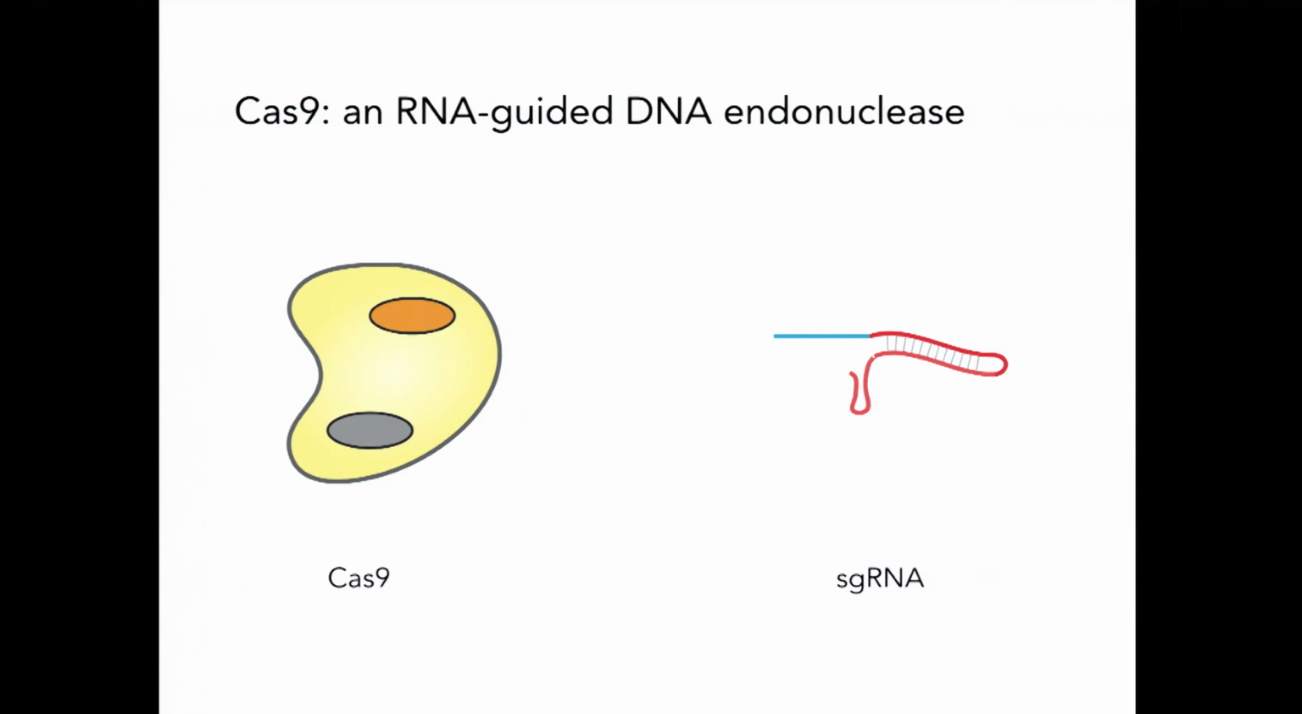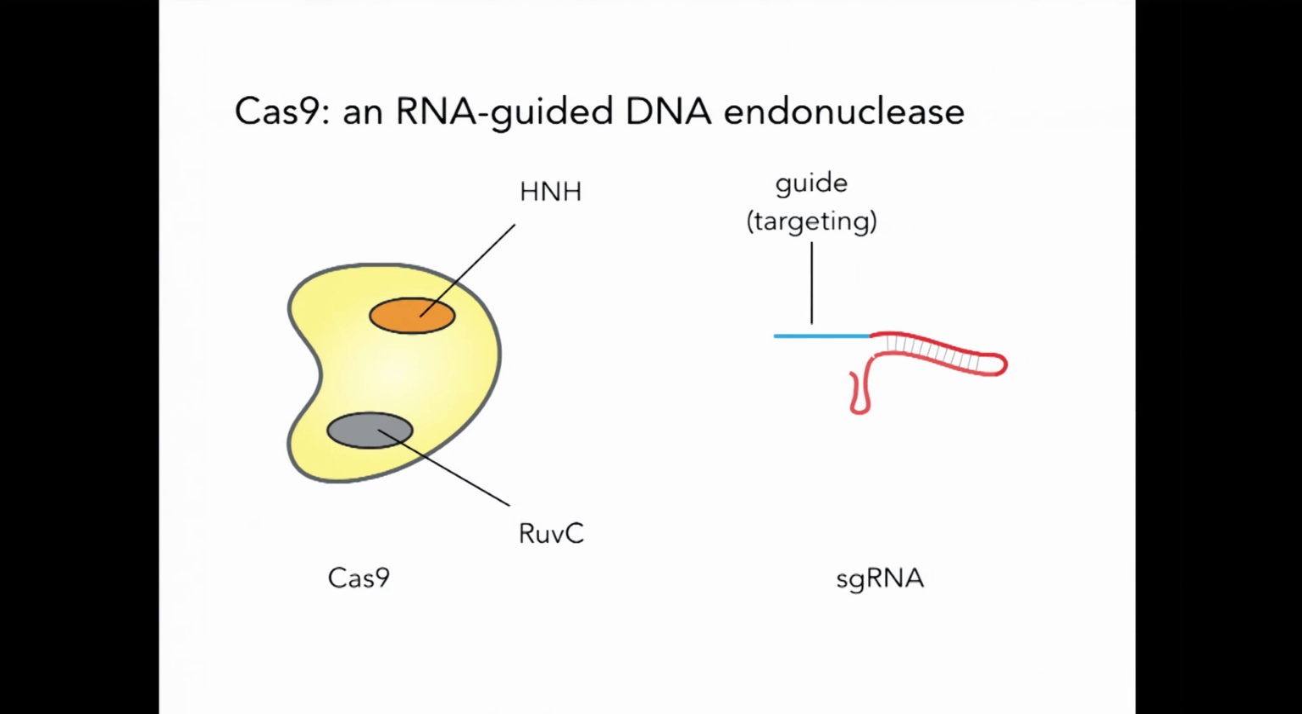So when we talk about Cas9, it consists of two components. There's the protein, Cas9, and then there's the sgRNA, which stands for single guide RNA. And Cas9 has two domains that are DNA nuclease domains. One is called the HNH domain, and the other is called the RuvC domain. Each of these serves to cleave one strand of DNA at the target site, leading to a complete double-strand break.